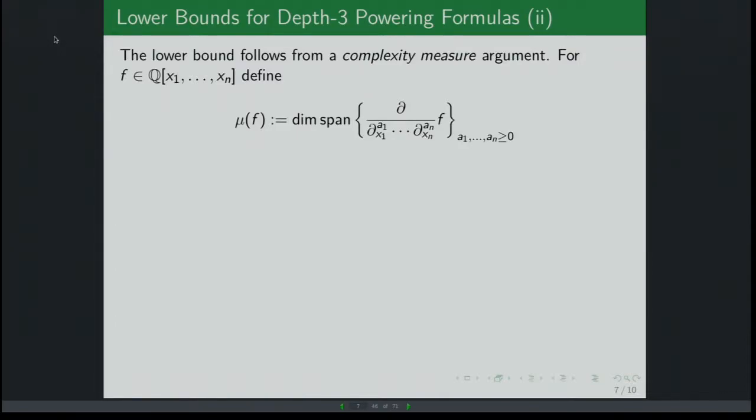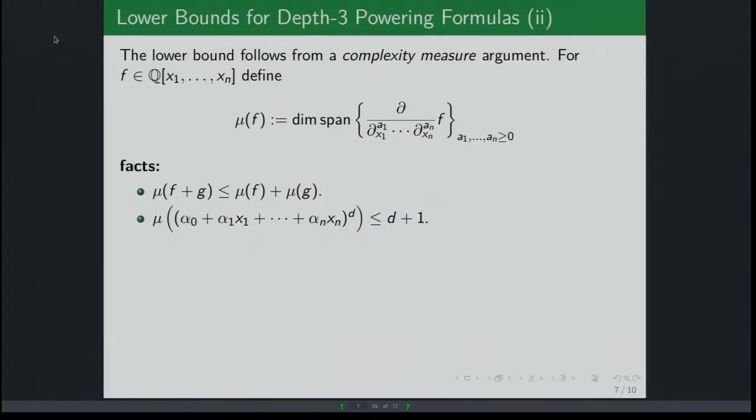You take that set, and then you take all linear combinations. This is now a vector space. And you take its dimension, and that's the measure here. It's not super important what it is at the moment, but this is the complexity measure. And what do we know about it in terms of facts? Well, it's pretty easy to see that it's subadditive because this is linear algebra. Linear algebra is magical. But more importantly, we can actually say that if you have a power of a linear form, then the measure is small.